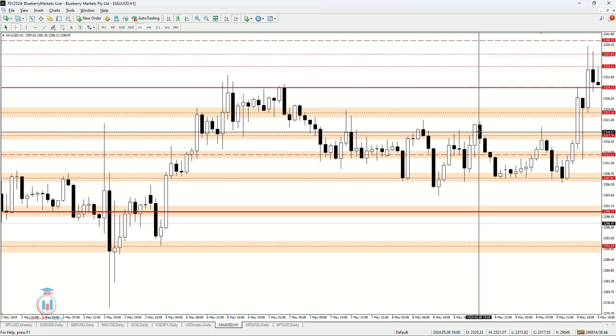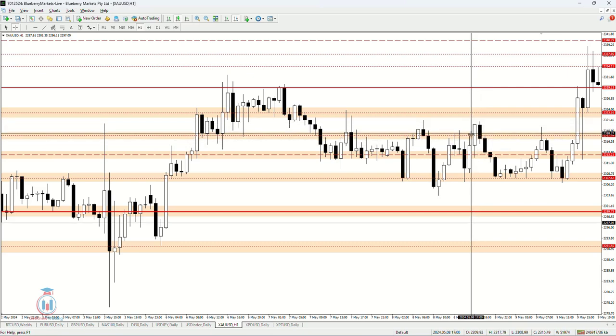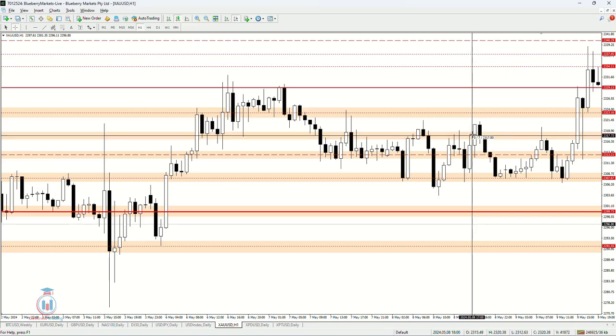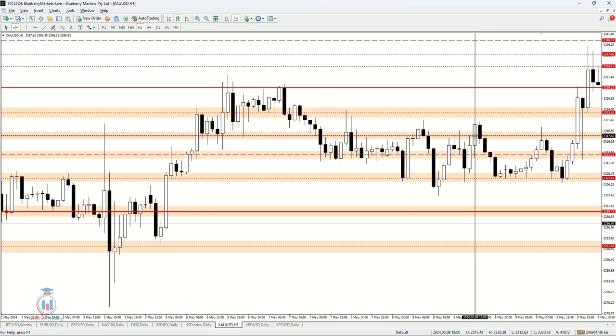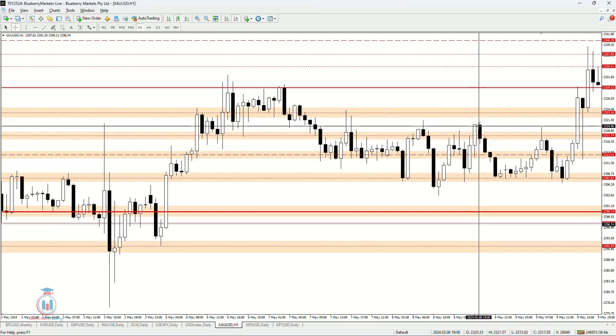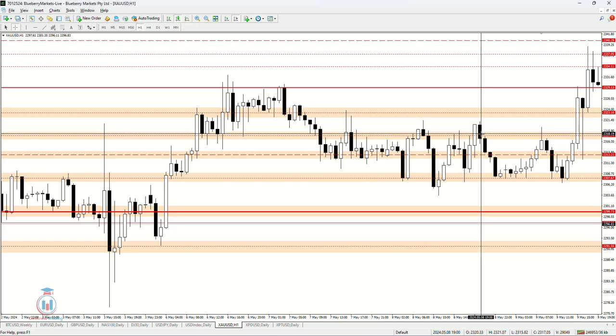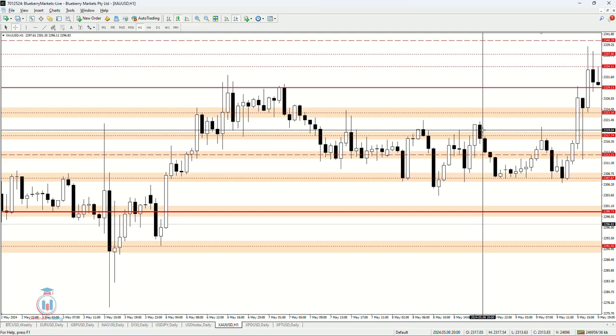Now we can see we have a clean bullish breakout from this area. The price has gone above this resistance level, and we can see that the candle body has closed above, which represents a clean bullish breakout. Now to validate this bullish breakout, the price should come here and not close below this support level, which would validate this bullish breakout.